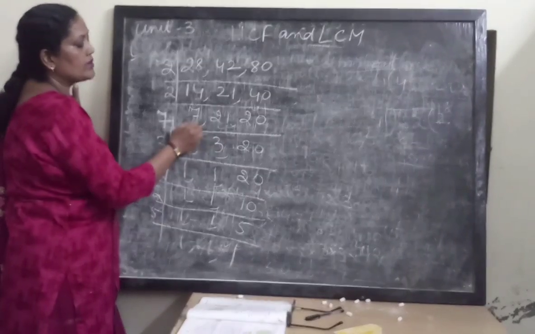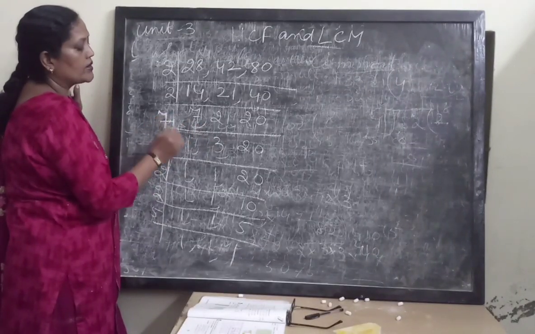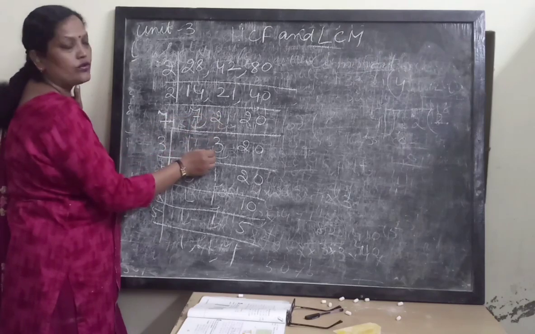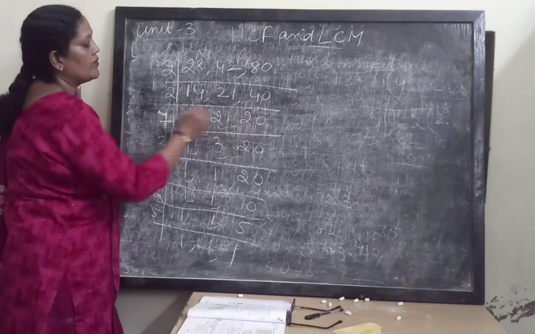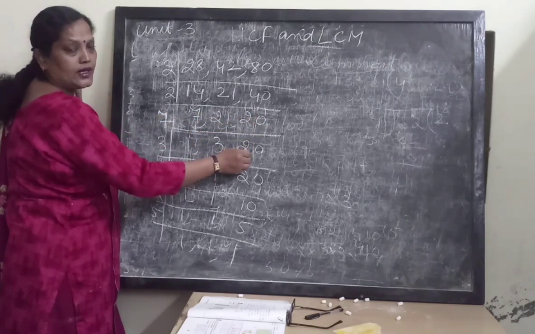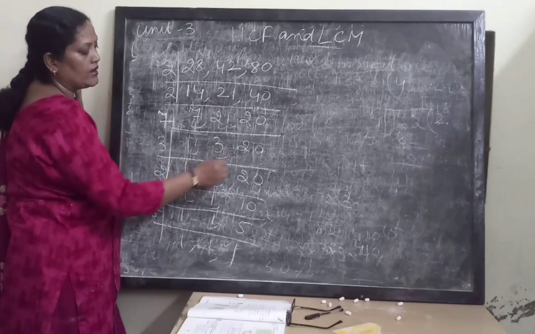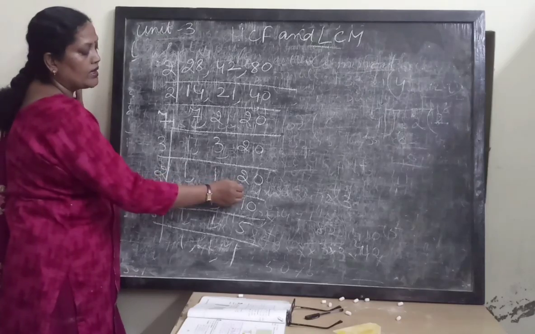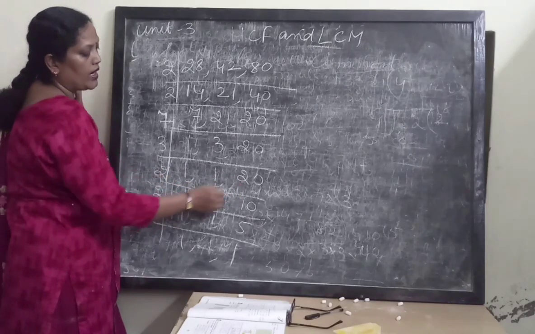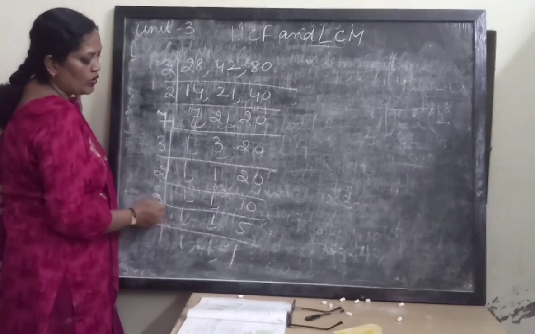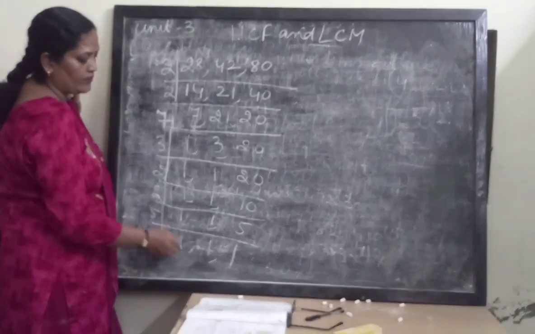Now these 2 are divisible by 7. Take 7 outside. 7 1s are 7. 7 3s are 21. Now 20 is not divisible by 7, it will remain as it is. Now 3 outside. 1 will remain as such. 1, 20 as it is. Now 20 is divisible by 2. 1, 1, then 10. Again 2, 1, 1, 5. 5 left, 1, 1, 1.